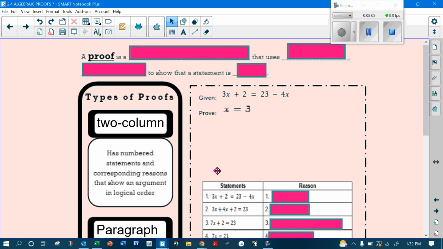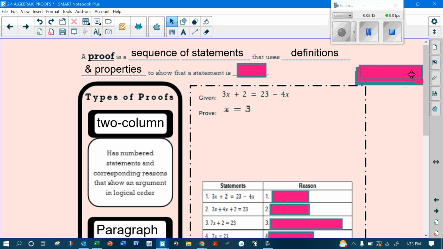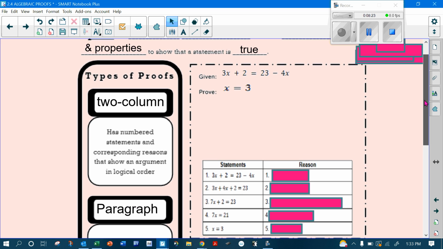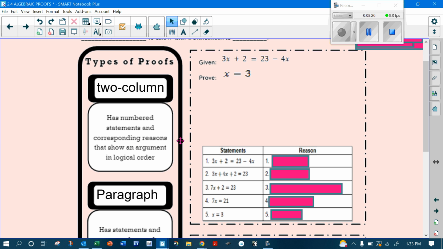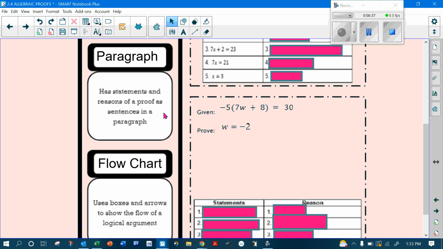All right, so now let's use some of these properties. A proof is a sequence of statements that uses definitions and properties to show that a statement is true. So there are 3 kinds of proofs. We're going to focus on 2-column proofs. 2-column proofs have numbered statements and corresponding reasons, and they show the argument in a logical order. A paragraph proof is statements and reasons written in sentences like a paragraph. We're really not going to do anything with these, but you do need to know that paragraph proofs exist.